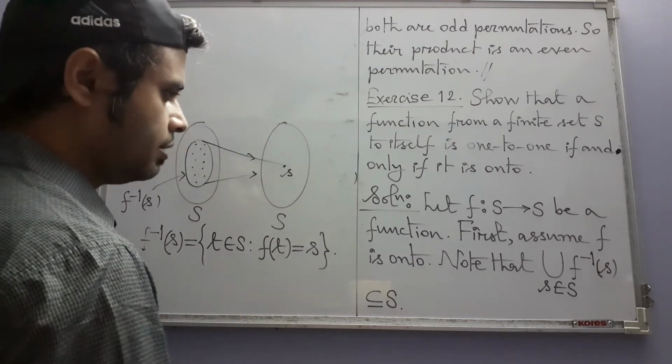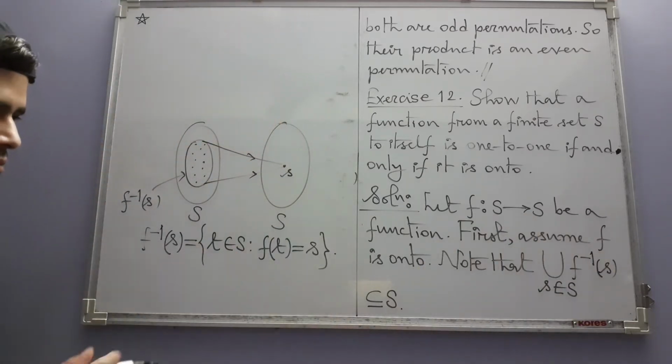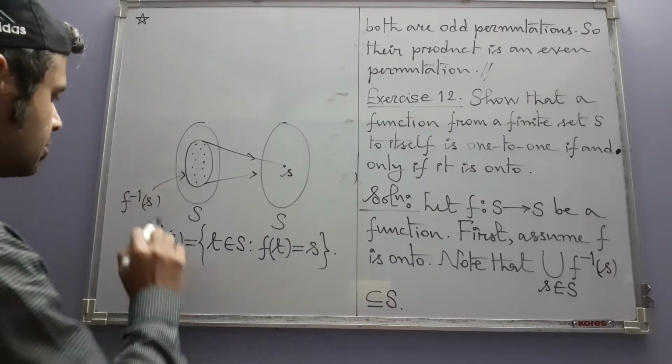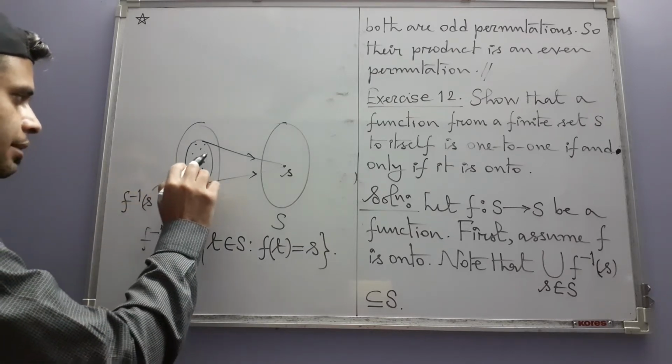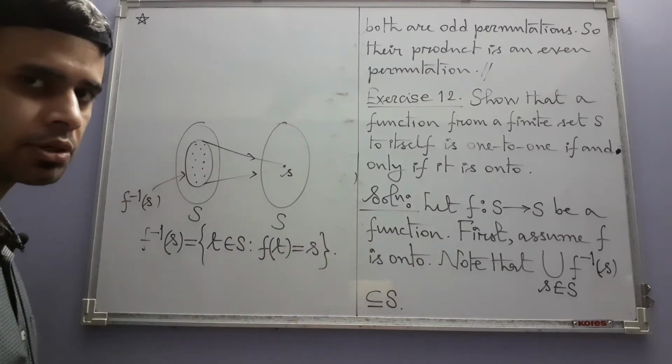And what we are saying is that the union of all the inverse images is contained in S. That is because each inverse image is by definition contained in S, so their union is also a subset of S. That's what we have written.